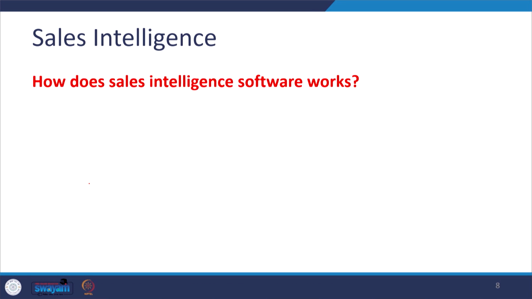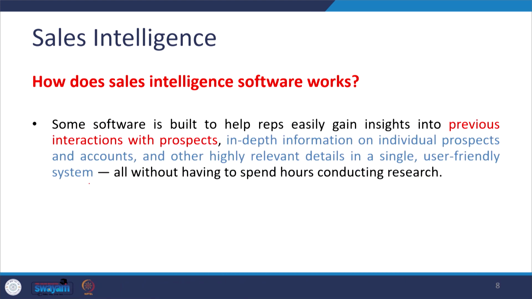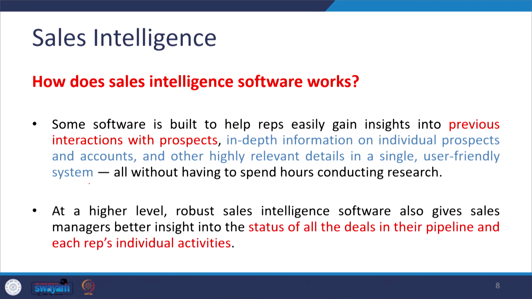So how does sales intelligence software work? Some software is built to help reps easily gain insight into previous interactions with the prospect, in-depth information on individual prospects and accounts, and other highly relevant details in a single user-friendly system, all without having to spend hours conducting research. At a higher level, robust sales intelligence software also gives sales managers better insight into the status of all the deals that are in the pipeline, and each representative's individual activities assigned for those pipeline accounts as well.